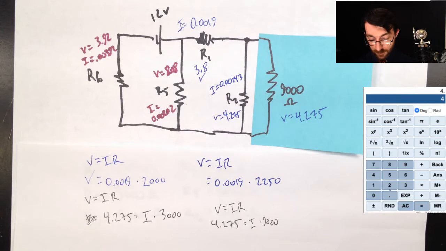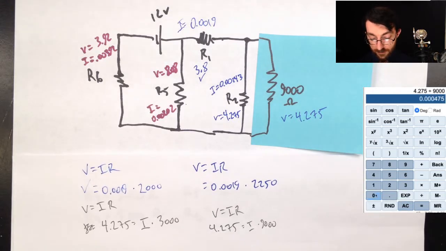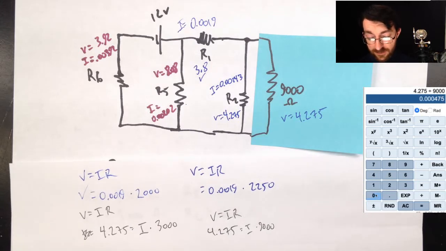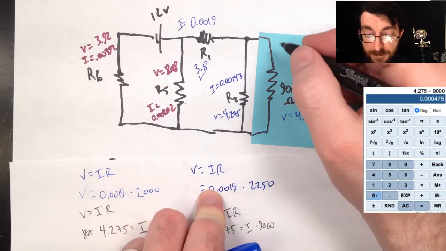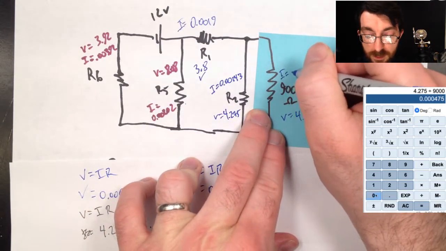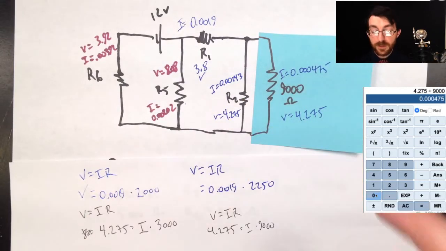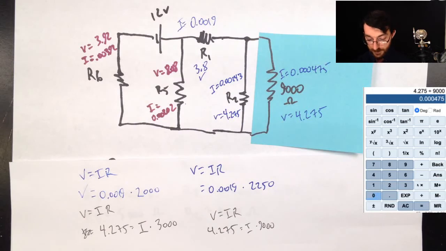So I got to do 4.275 divided by 9,000. That should be a third of the other one, 0.000475. Let's be consistent now. Current equals 0.000475. I'm curious, if I triple this, will I get that? Times 3. Yeah, I got it. See?